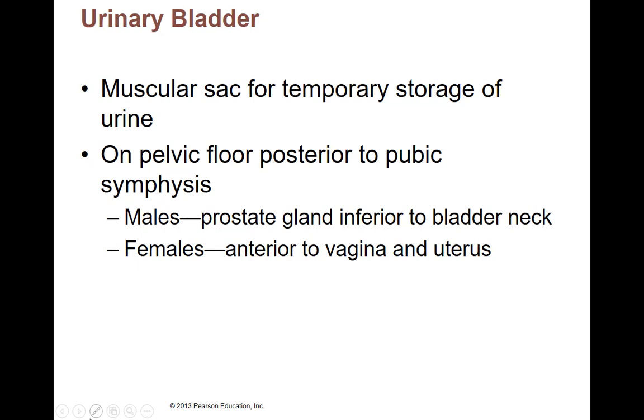In females, the bladder is anterior to the vagina and right in front of the uterus, so it's kind of sitting right in front of both. Now, as the uterus gets bigger during pregnancy, it will sit on top of the bladder, causing what? You've got to pee all the time.